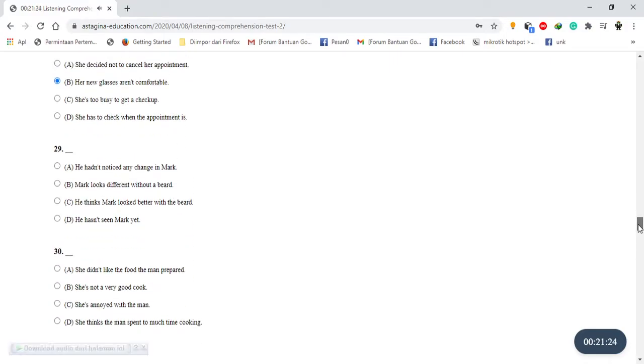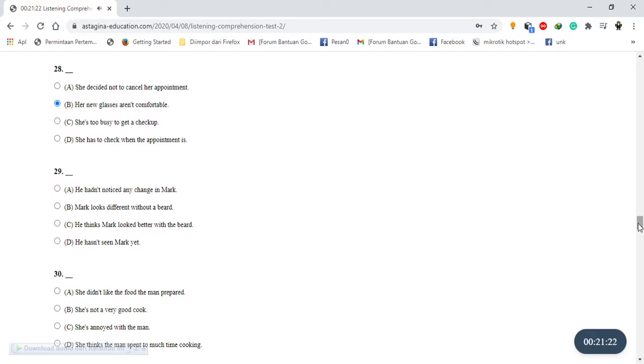Number 29. Did you notice that Mark shaved off his beard over the summer? Notice? I didn't even recognize him. What does the man imply?